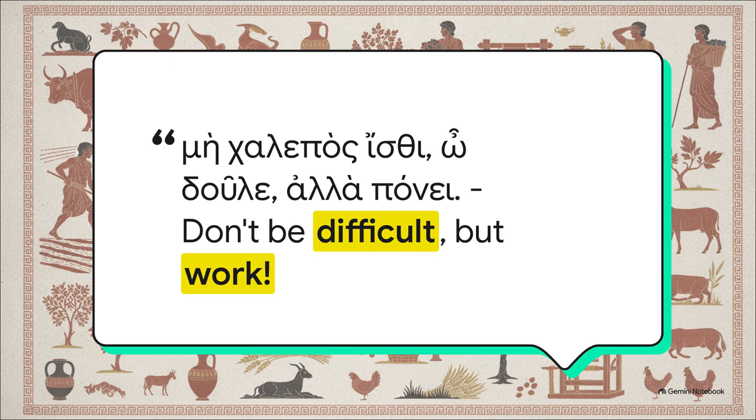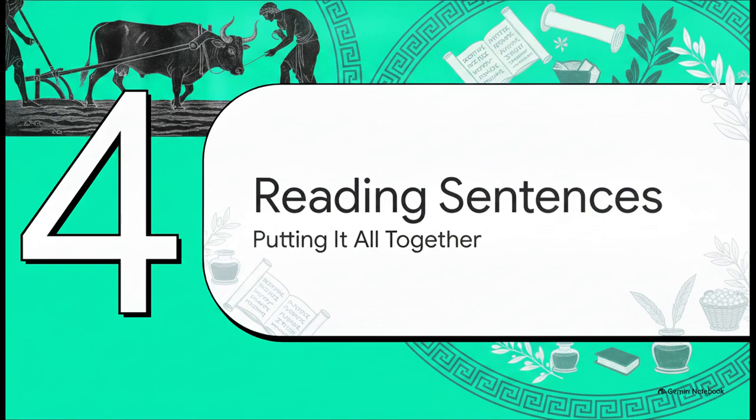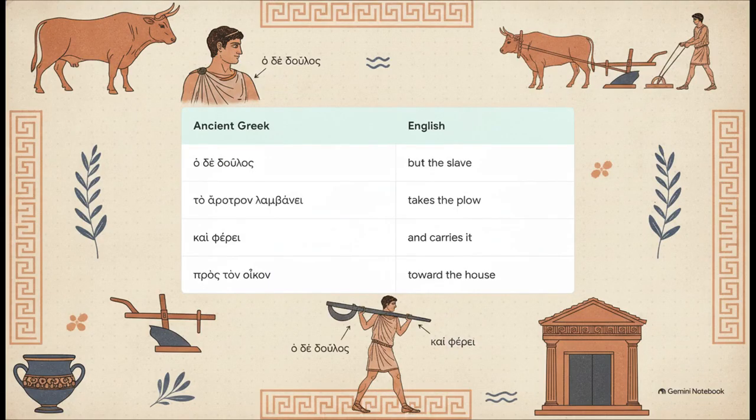When things aren't going to plan, the master's frustration completely boils over. Notice that direct address with o doule, calling out to him directly. It paints a very vivid, very human picture of ancient life. Section 4. Reading ancient Greek sentences. And this brilliantly illustrates where all this vocabulary building actually leads.